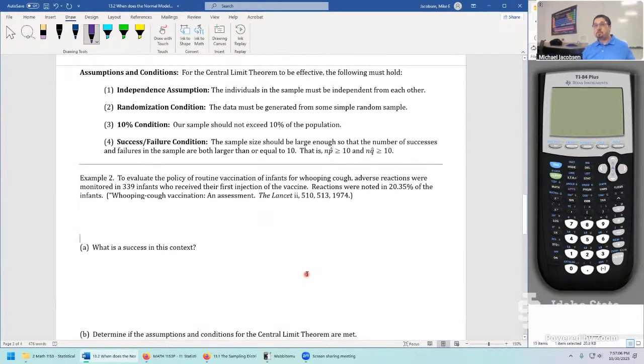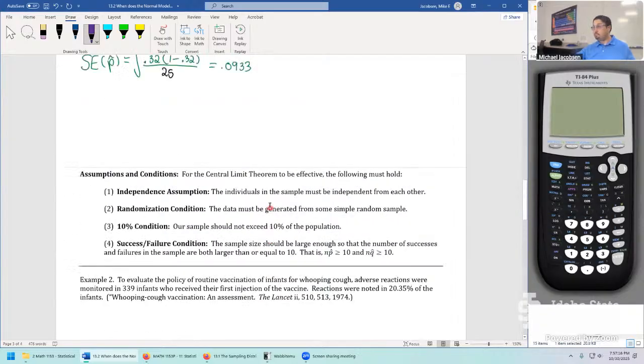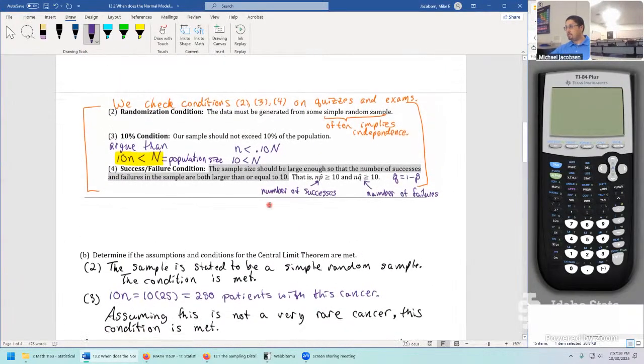Sorry, go ahead. The 10%, it says our sample should not exceed 10% of the population. Yes. So if the sample was 250, or if the population was only 2,000, then it would not meet that, correct?